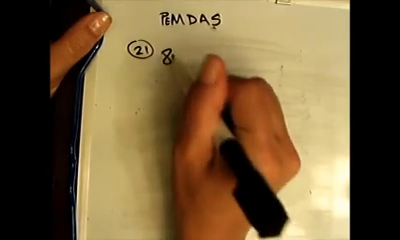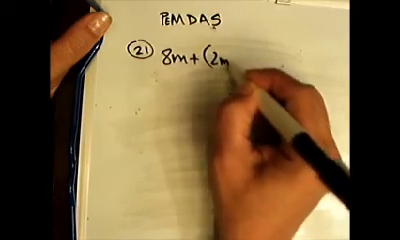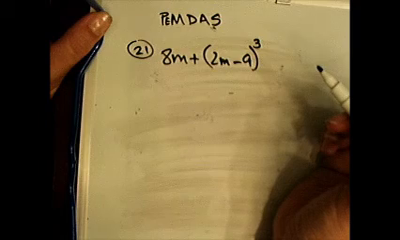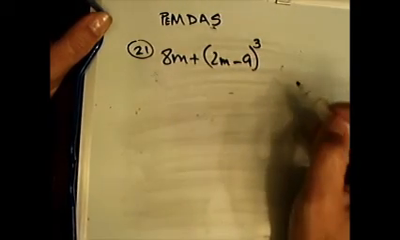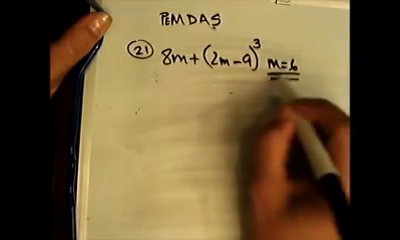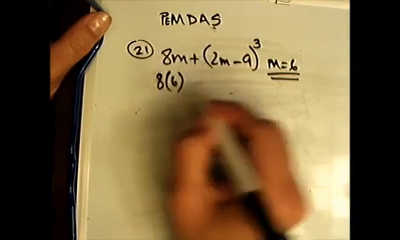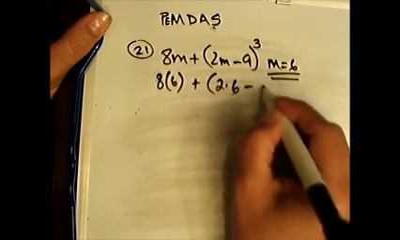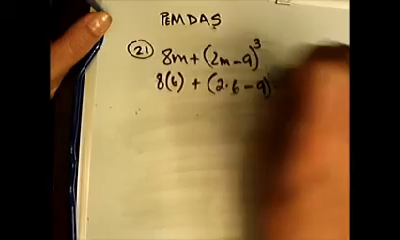8m plus, we have 2m minus 9. That is cubed. And that's when m equals 6. M equals 6. That's your clue. So everywhere you see an m, you put the number 6. So 8 times 6 plus 2 times 6 minus 9, and you have this cubed. Okay?